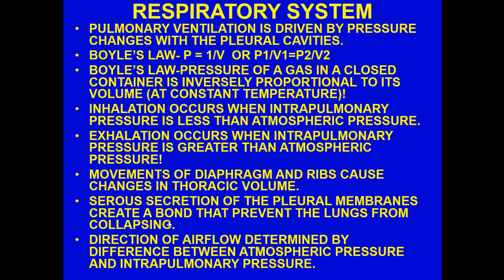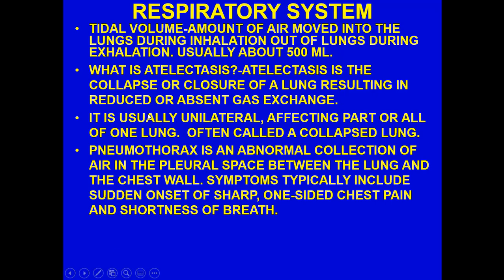If we lose the serous secretion, if we pop air in, air is much more elastic, flexible than liquids. Therefore, putting an air pocket into a lung will cause the lung to begin to separate from the thoracic cavity, or thoracic wall, excuse me. And so as it separates, now we have what we call a collapsed lung. Now, the direction of airflow is always going to be determined by the difference between atmospheric pressure and intrapulmonary pressure.